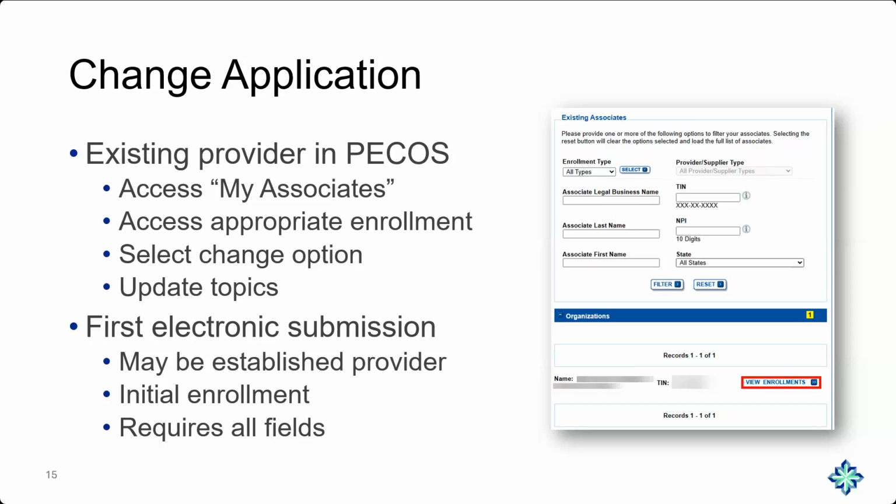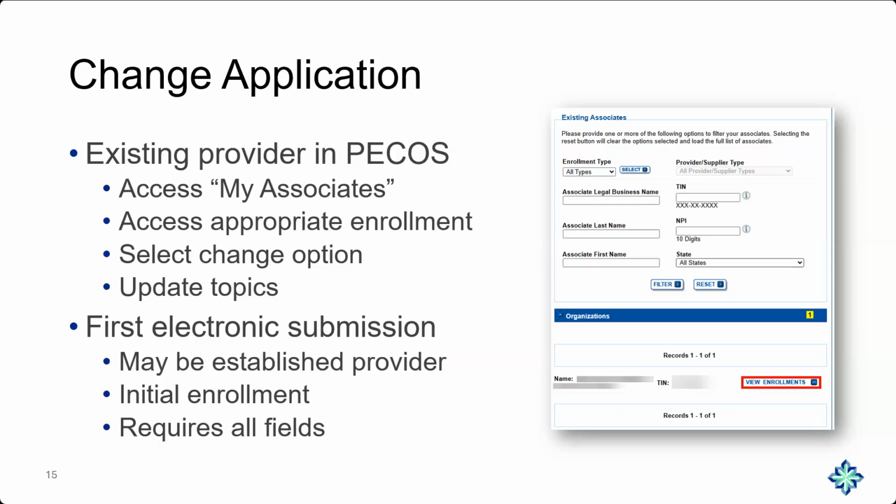So when you're trying to make a change, you do need to make sure that you're looking at the appropriate enrollment when you're accessing your My Associates, and then you're going to go into that and select the change option. From there, once you're in there, you're going to update the topics. So instead of application sections in PECOS, those sections are referred to as topics. So if you have to update, say, a practice location, you're going to select that practice location topic and make the appropriate updates.